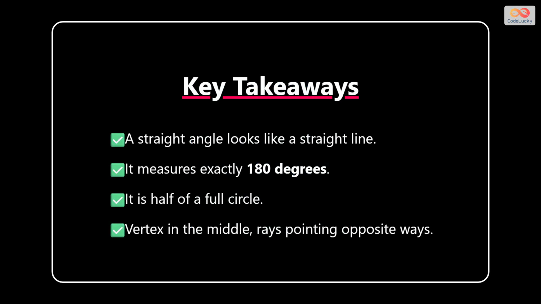To wrap up, remember these key points. A straight angle looks just like a straight line. It measures exactly 180 degrees, and it represents half of a full circle.